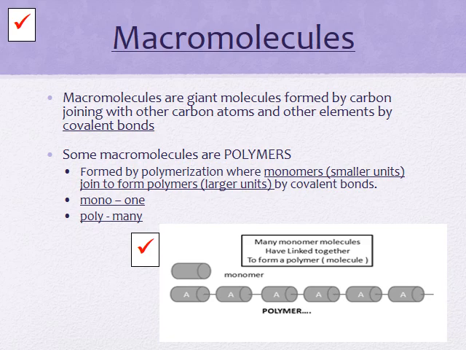So for example, depending on what you wanted to build, you could use the same Lego bricks to create a car, a submarine, a house, nature, I don't know, world's your oyster. As you can see, depending on the arrangement and how you put these together, that's going to influence what is made. So monomers, one; poly, many. Polymers are made of many monomers.